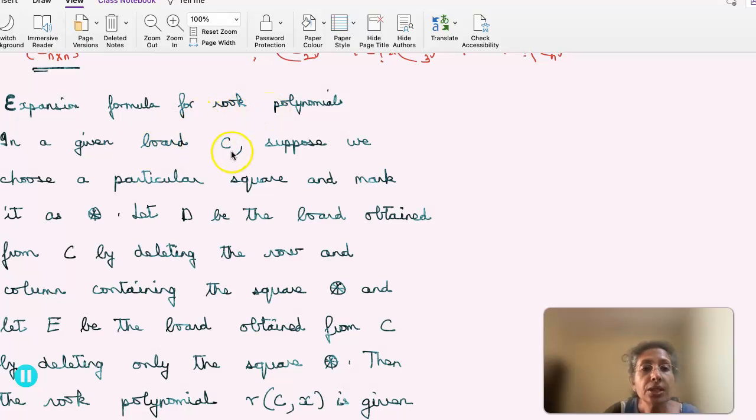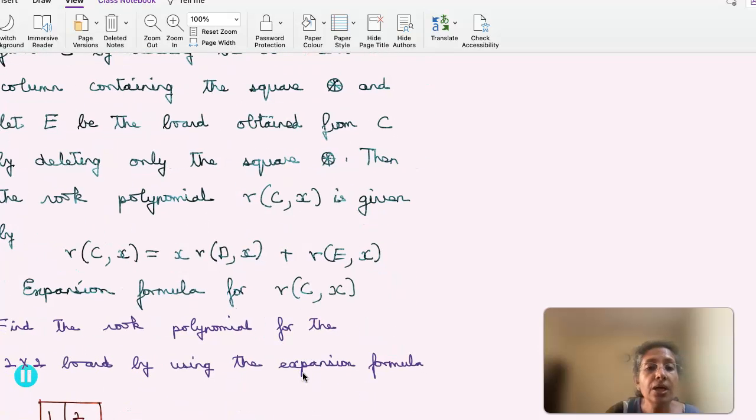In a given board C, suppose we choose a particular square and mark it as a star. Let D be the board obtained from C by deleting the row and column containing the starred square, and E is the board obtained from C by deleting only the starred square. Then the Rook polynomial R_C(x) is given by x R_D(x) plus R_E(x). This is called the expansion formula for R_C(x). We are going to be solving problems using the expansion formula.